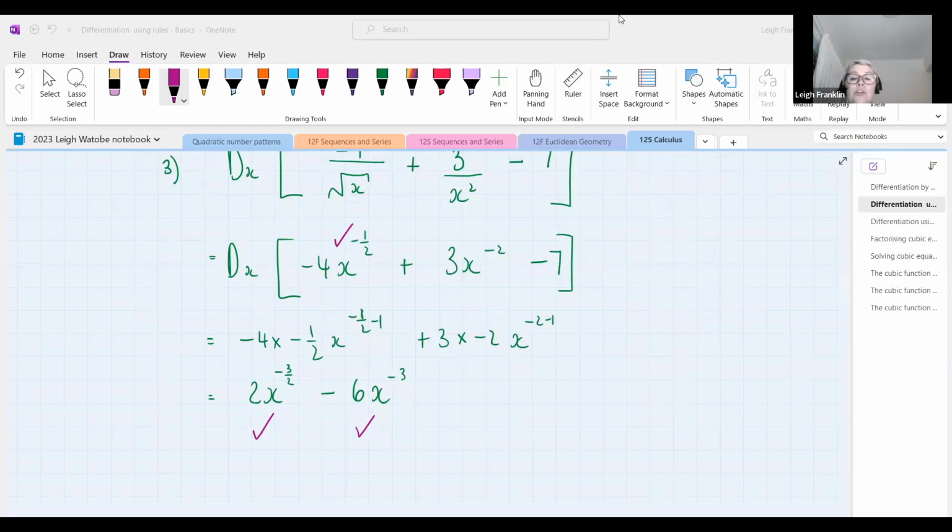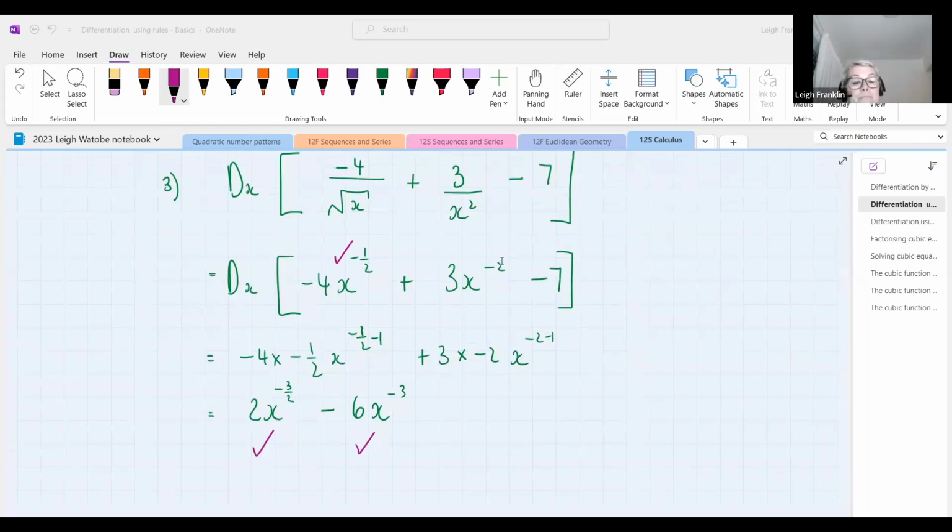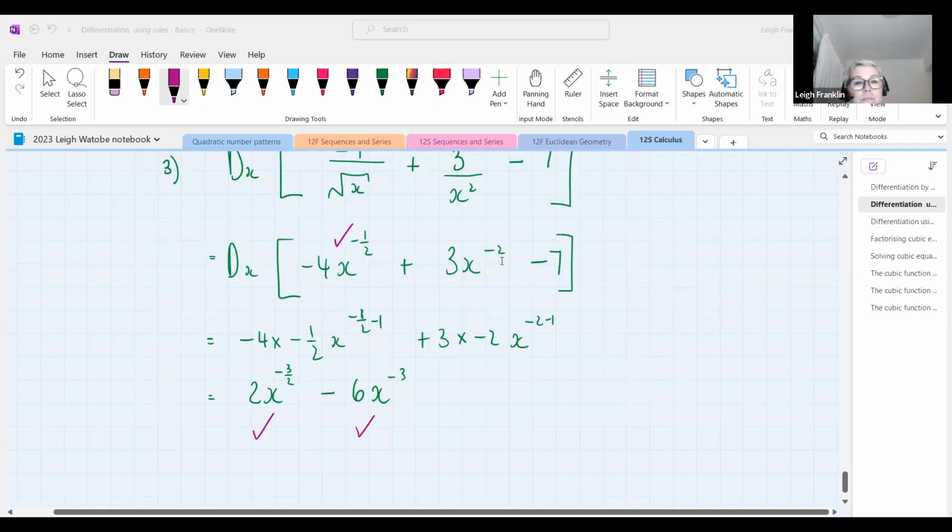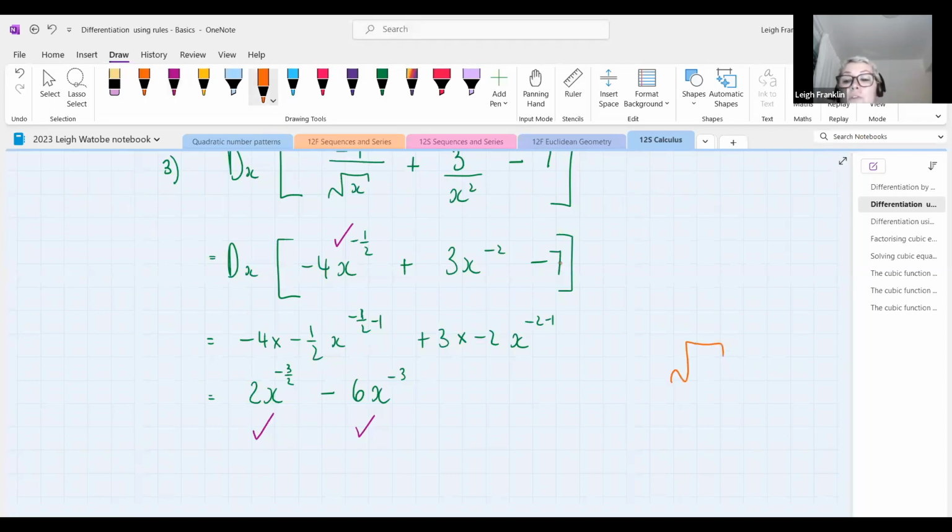Caleb, do you have a question? Ma'am, for this third equation here, if there's ever the square root of x, will that always equal half? Yes, absolutely. If you have the square root of x, the 1 is invisible and the 2 is invisible. So that's always going to be x to the power of 1 over 2.